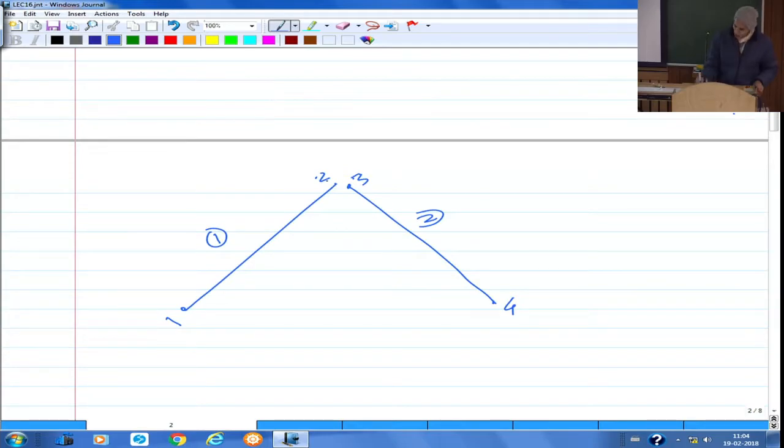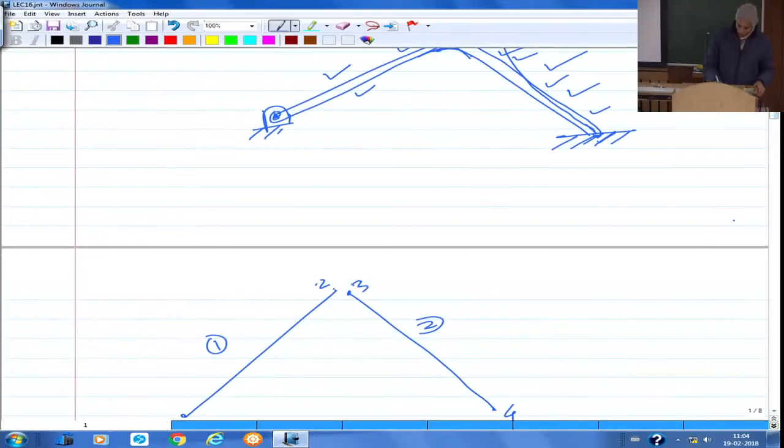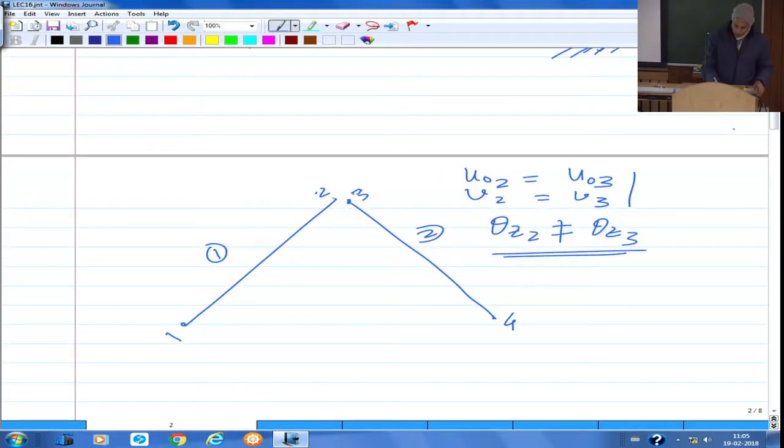Since in the frame problem there is a pin joint here, the relative rotation is allowed. So theta z of this node cannot be the same as theta z of this node. Of course, these will move together along x and y direction. So then you have to say that u2 is equal to u3 and v2 is equal to v3, but theta z2 is not equal to theta z3. Now if you do this, that means you couple these two degrees of freedom of these two nodes but leave theta z, then you can simulate this truss problem using frame also.